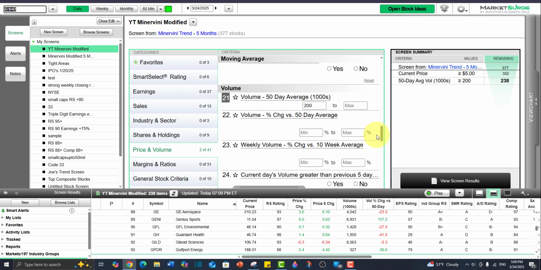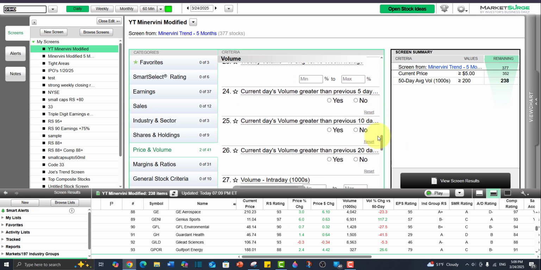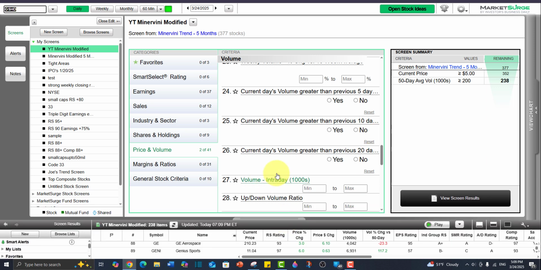All right, now I'm a big believer, strength begets strength, right? And I'm not a bottom fisherman. There are value guys who make a good living picking those bottoms, but I only want to see stocks that are within 25% of their previous high. So let me find that one.